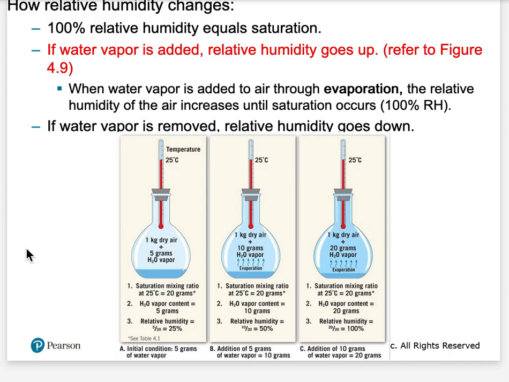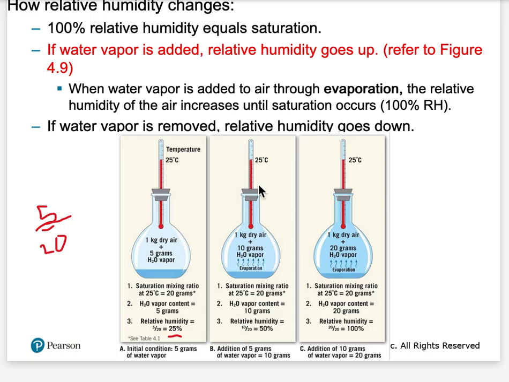I am going to draw on the screen. So again, how do we get that the relative humidity is 25%? Well, you divide the water vapor content by the capacity of the saturation mixing ratio. So 5 divided by 20 is 25% relative humidity.